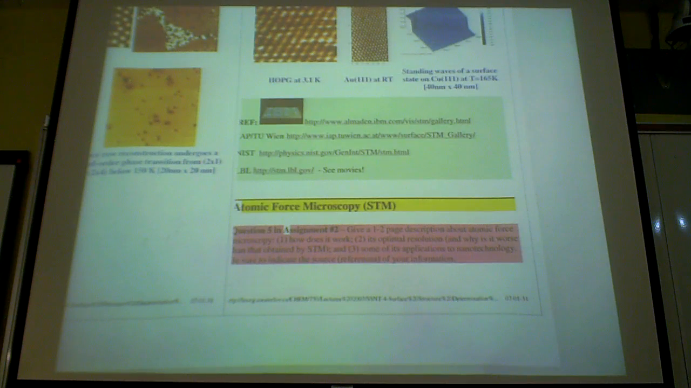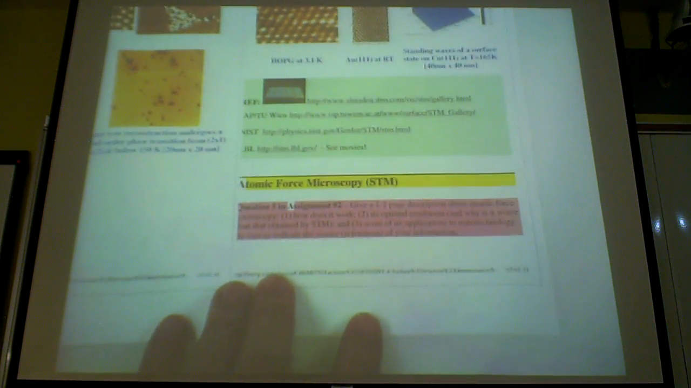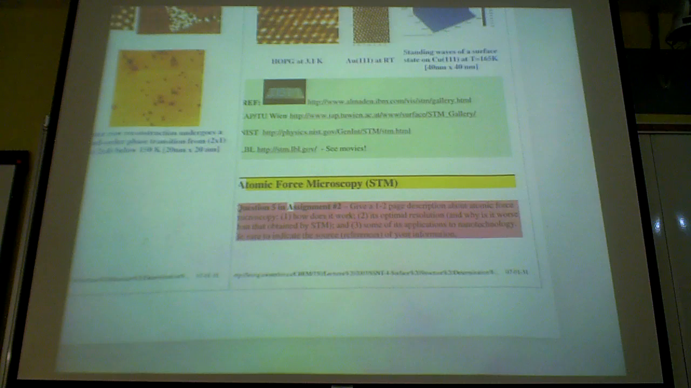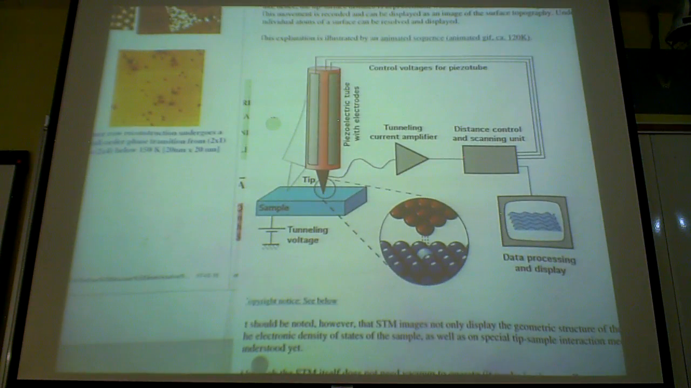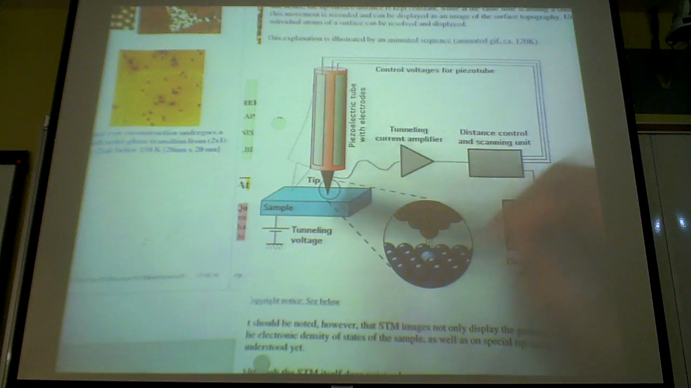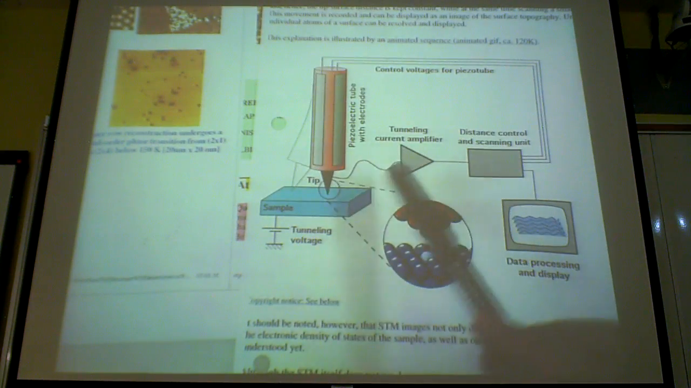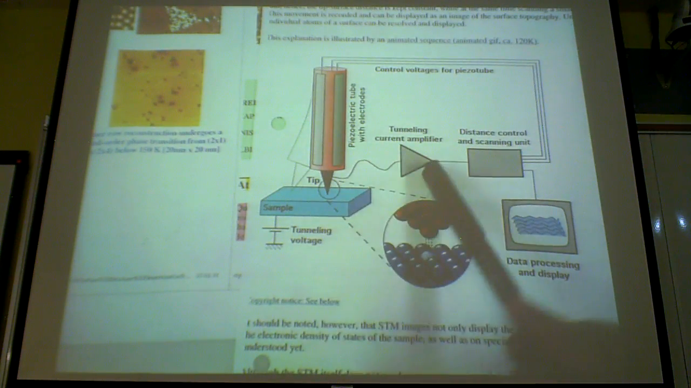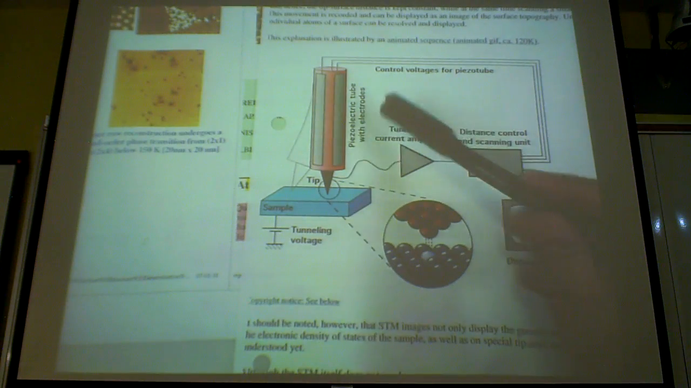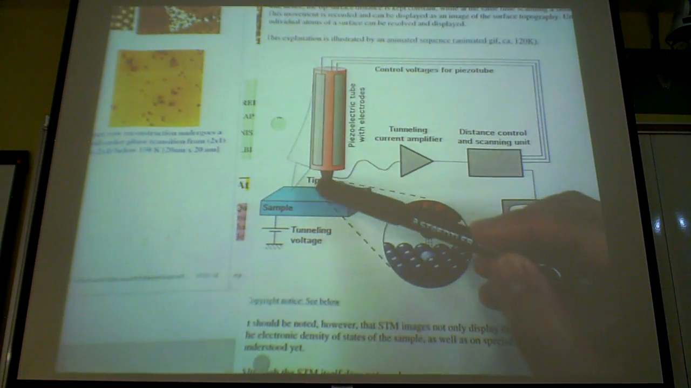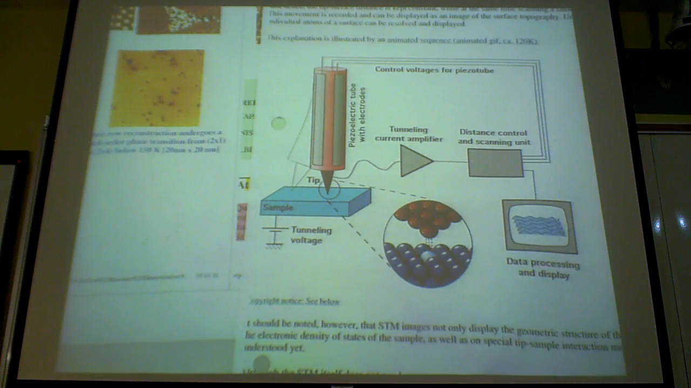A lot of you may have heard about AFM, and may one day use it. The working principle is a little bit different. The microscope part, the tip part, is still the same. The detection bit is a little bit different. Instead of detecting current, because they don't care about current anymore, they care about the force between this atom and this atom, right?